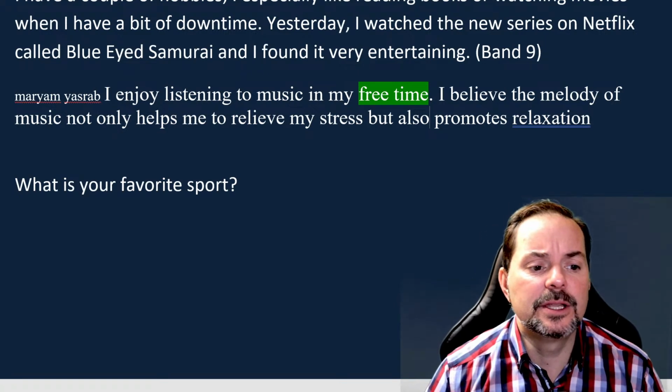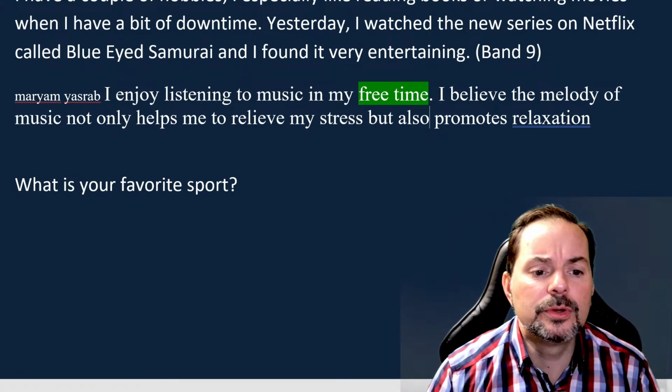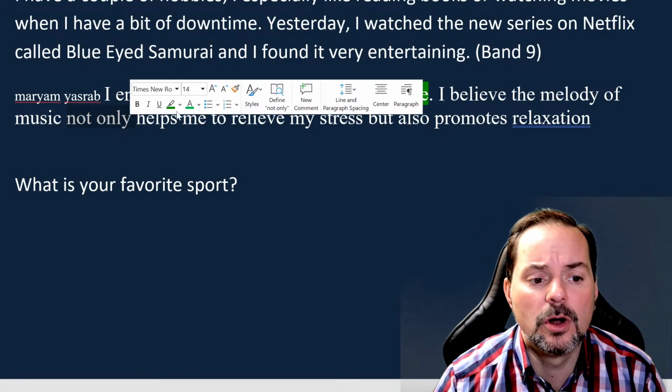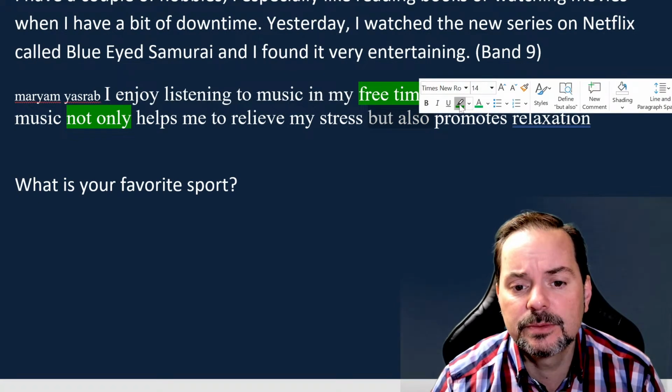"I believe the melody of music not only helps me to relieve my stress, but also..." I really like the not only but also. Correlative conjunctions are awesome. So these are some really good points.